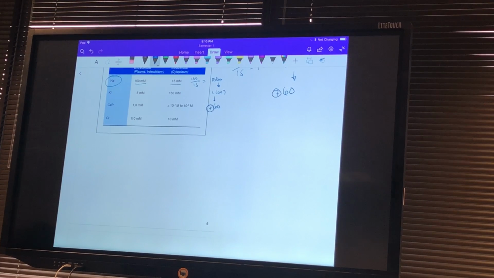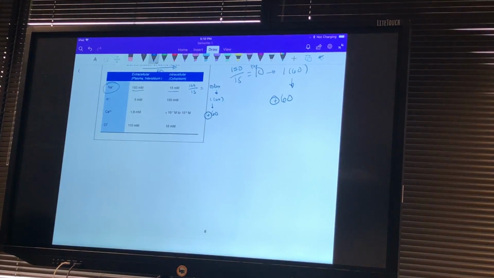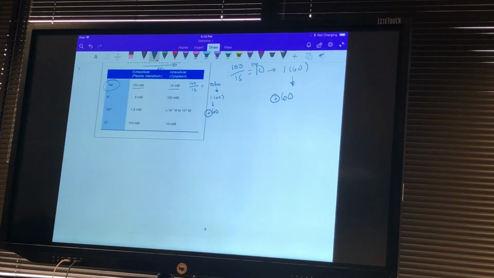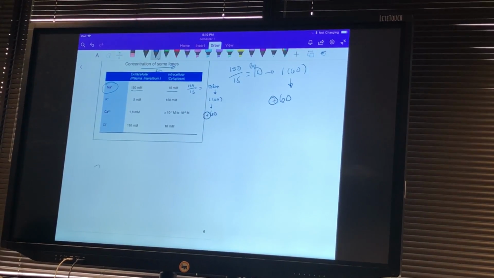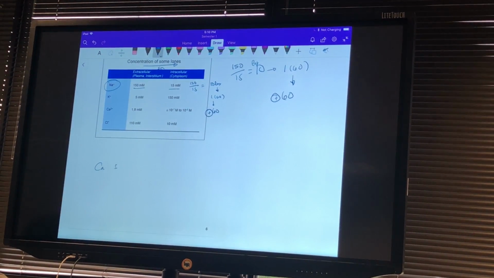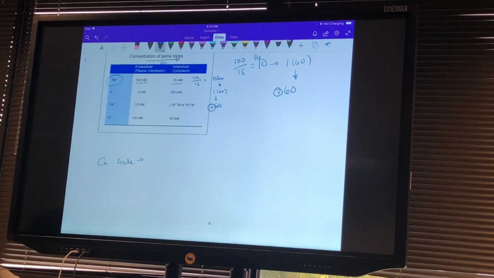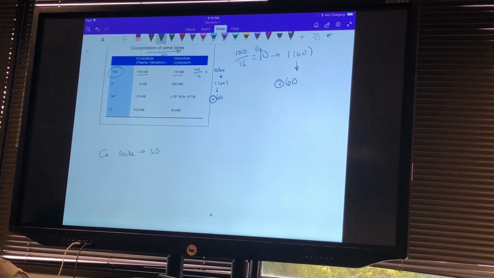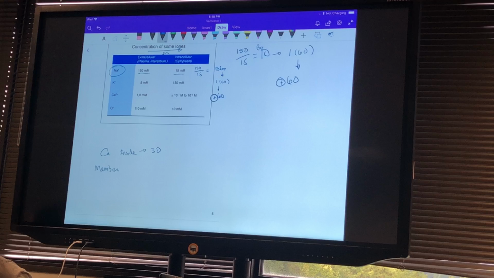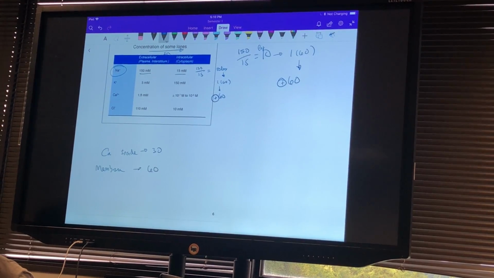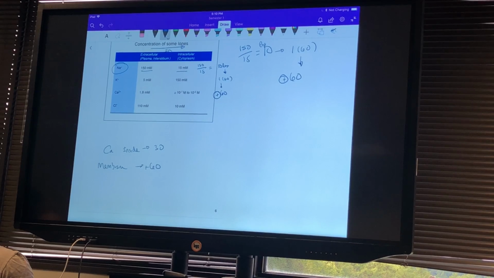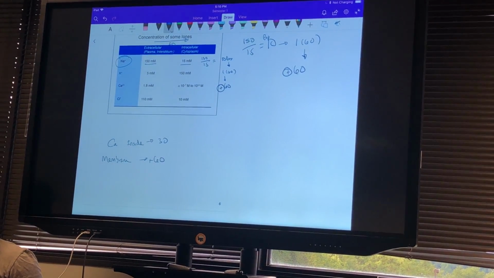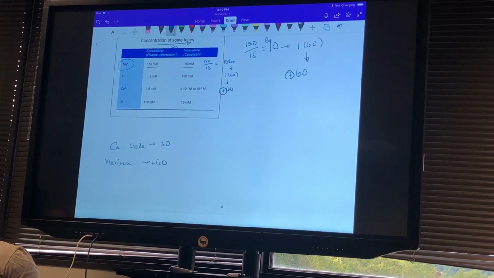Let's see how he's going to ask you to do it, and he could ask you to do it in reverse. He'd give you the concentration of calcium inside as 30, and the membrane potential as 60. What is the concentration outside? That's how he could ask it. Does anyone want to try figuring this out?